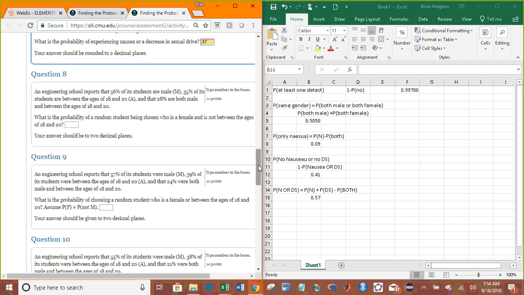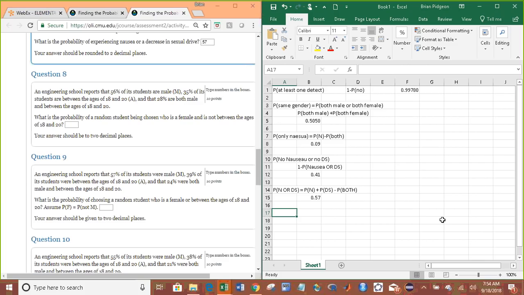are between the ages of 18 and 20, and that 28% are both male and between the ages of 18 and 20. What is the probability of a random student being chosen who is female and is not between the ages of 18 and 20? Right. So we want the probability of being female and not between the ages of 18 and 20.